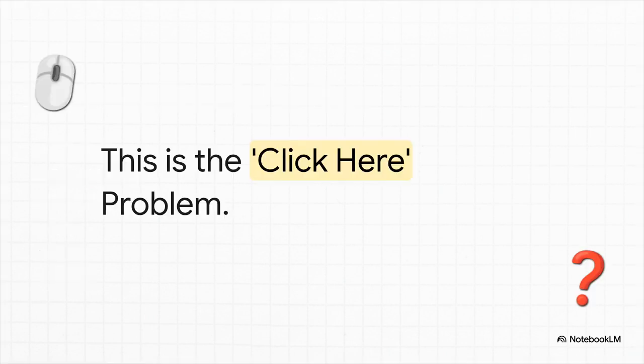And believe it or not, this whole mess has a name. It's the click here problem. And it's honestly one of the biggest, most common accessibility issues on the entire web. But the good news? It's actually pretty easy to fix once you get the hang of it.